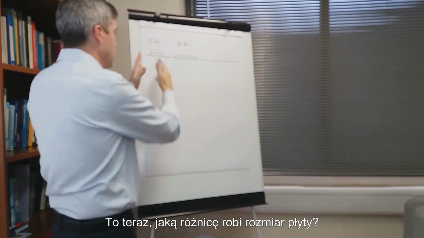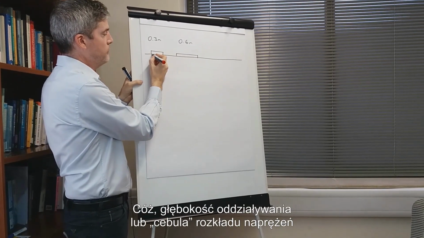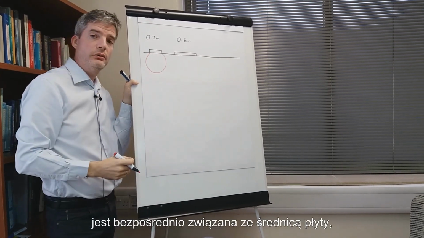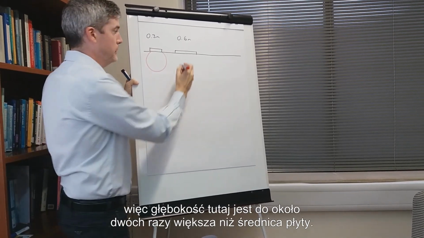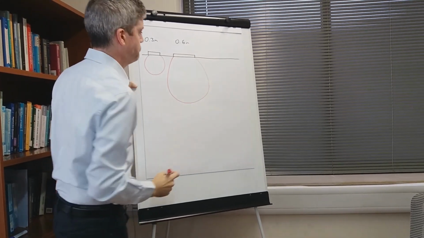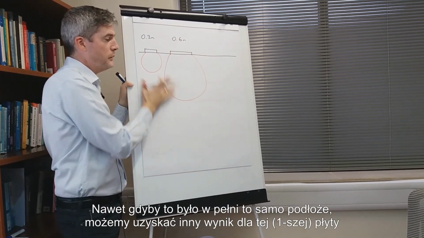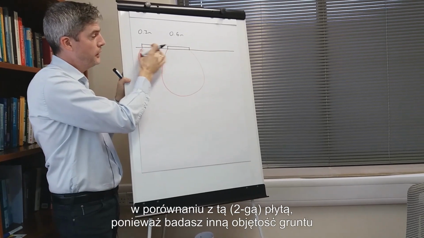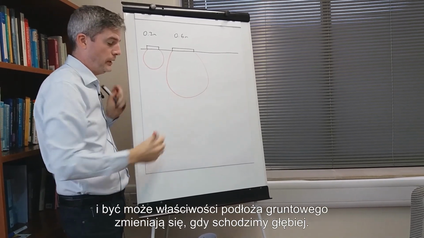Now, what difference does the size of the plate make? Well, the depth of influence, or the bulb of pressure, is directly related to the diameter of the plate. So the depth here is up to about 2 times the plate diameter. So if you have a bigger plate, the depth of influence is going to be much greater. Even if this was all the same soil, you would still get a different result from this plate compared to this plate because you are testing a different volume of soil, and maybe the properties of the ground get different as you go deeper down.